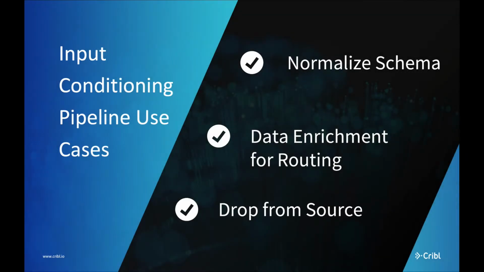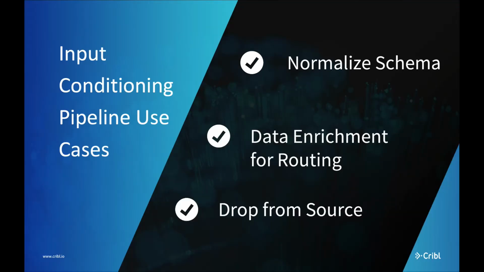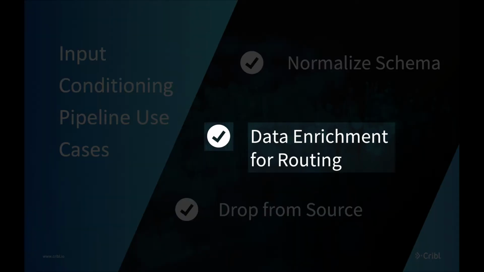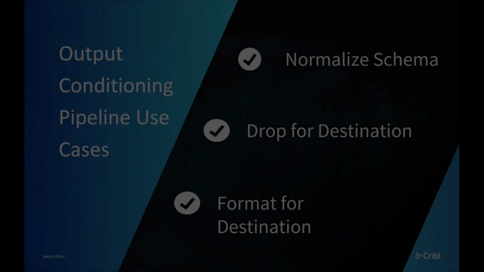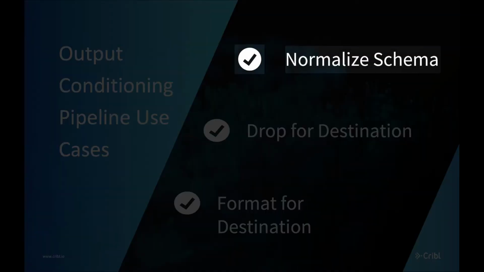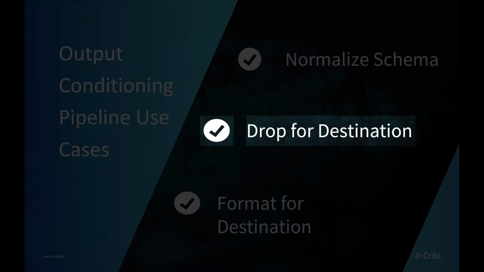Input conditioning pipelines can be used to normalize schema. So for example, the same processing pipeline can be used on Windows events, whether they come from Splunk's Universal Forwarder or Elastic's WinLogBeat. Conditioning pipelines can also enrich the data before it's seen by the routing engine. For example, to score events and determine which class of storage they should go to. Output conditioning pipelines can be used for transforming events back to the schema the destination system expects, or to drop events which are not a good fit for that particular destination.